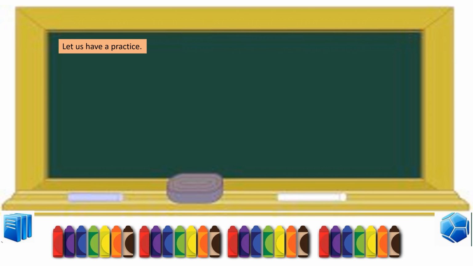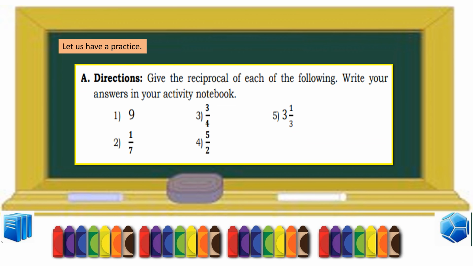Let us have a practice. Give the reciprocal of each of the following. Write your answers in your activity notebook. Number 1, 9. Number 2, 1/7. Number 3, 3/4. Number 4, 5/2. Number 5, 3 and 1/3. You can pause for a while, then write your answer. Then after that, you can replay it for you to check your answer.